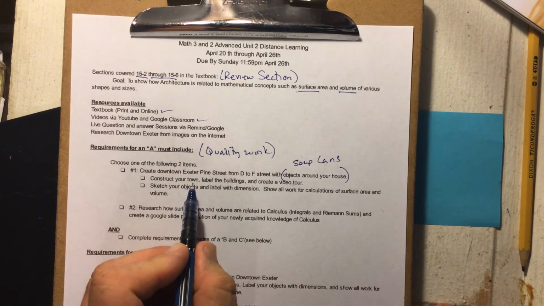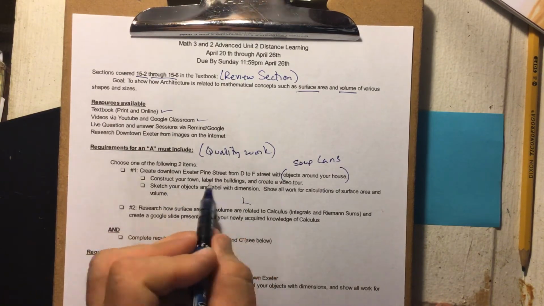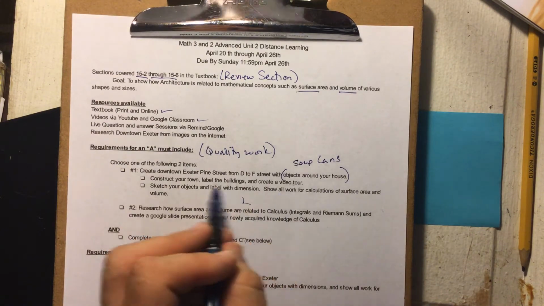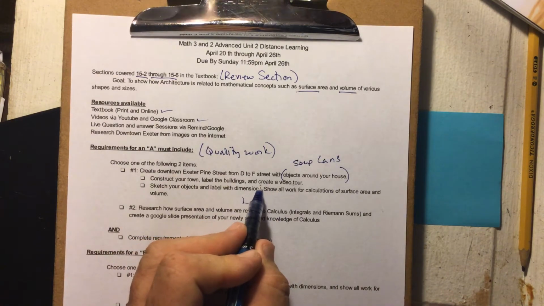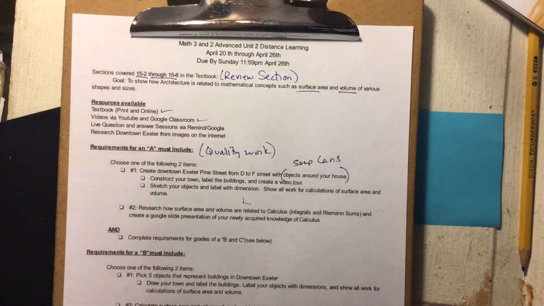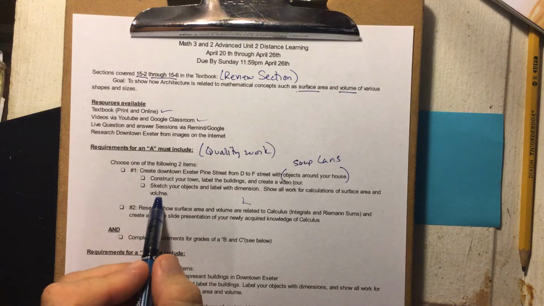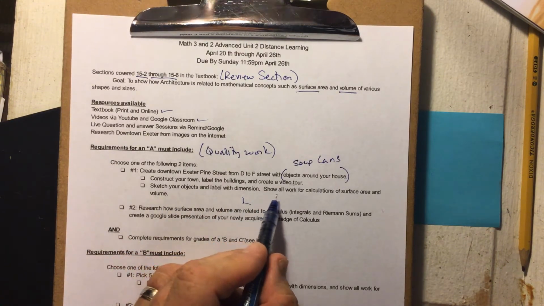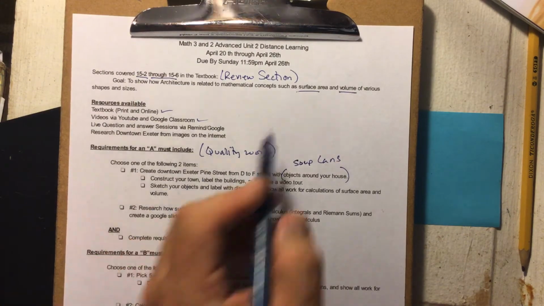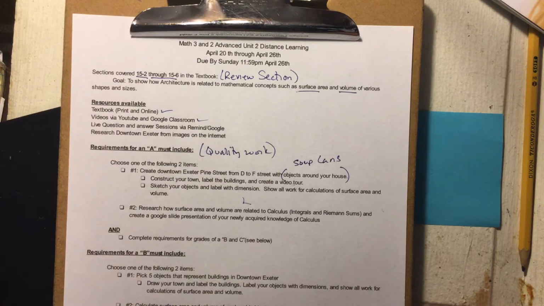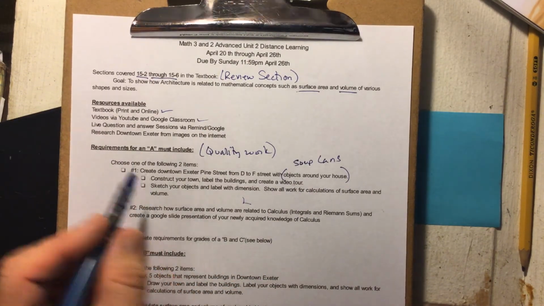You're going to construct your own town. You're going to label the buildings like VIP and Hometown Emporium, and create a little video tour of your downtown Exeter. And then you're going to sketch your objects and label them with the dimensions, and then show your calculations for surface area and volume. That's what we'll do when I explain videos. You'll learn how to calculate surface area and volume. So be as creative as you want.